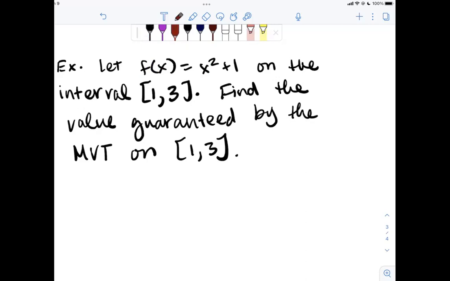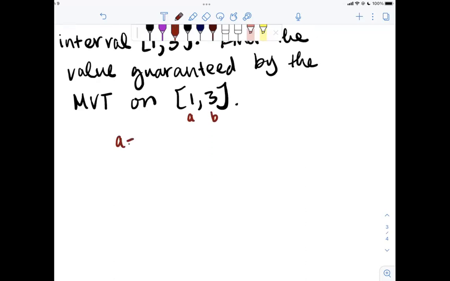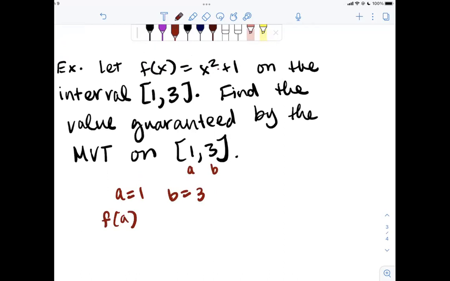All right, so let's talk about it. So what is the value guaranteed by the mean value theorem? So 1 is our A and 3 is our B. So A equals 1, B equals 3. F of A is f of 1, so that's 1 squared plus 1, which is 2. And then f of B is f of 3, which is 3 squared plus 1, so 9 plus 1, which is 10.